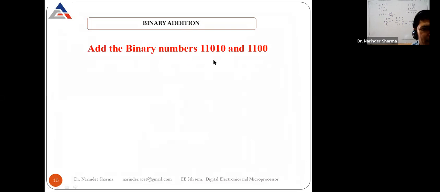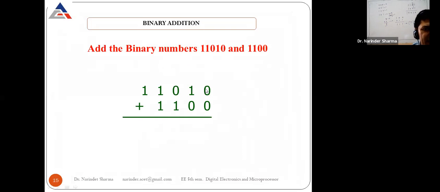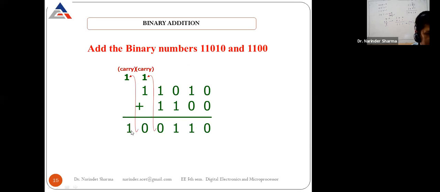We'll take another example to understand it. Let us say 0 plus 0, that is 0. 1 plus 0, that is 1. 0 plus 1, that is 1. 1 plus 1, 0 with carry 1. You can see 0, and there is carry 1. So 1 plus 1, again 0 with carry 1. You can see 0, and this 1 is carry. It has been placed here. In this way, we can pursue the binary addition.